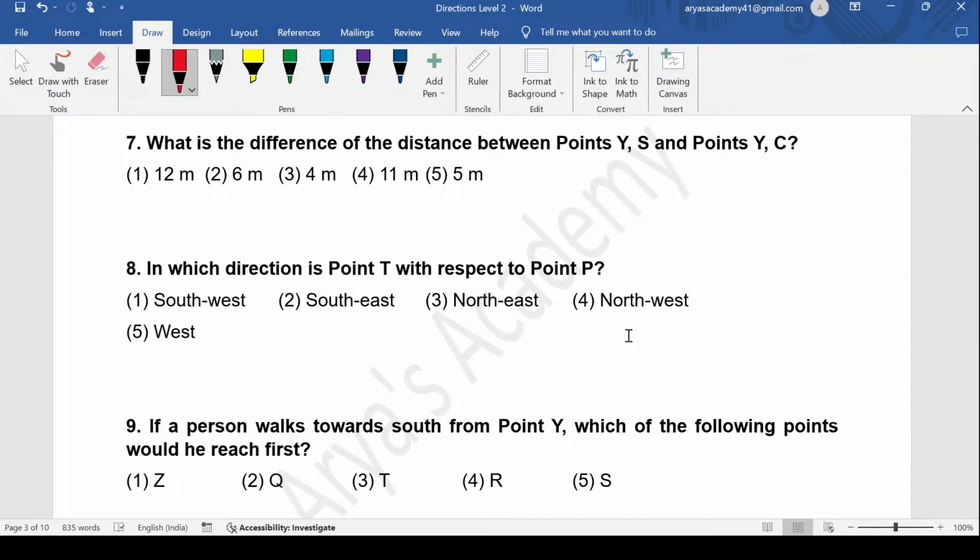Okay, question number 8. Both have answered 6. Okay, fine. Then please answer question number 8 and question number 9 as well. So then I will start solving the question.